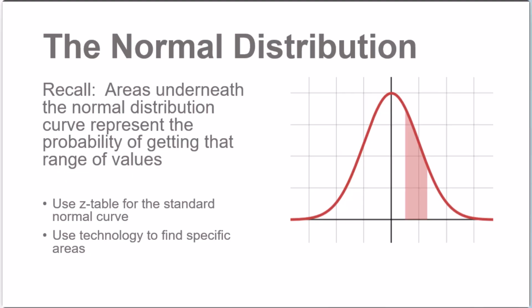But in practice, we're going to find these areas either using a lookup table called a z-score table for the standard normal curve, which is the normal curve where the mean is 0 and the standard deviation is 1. Or we can use various types of technology to find specific areas, including Excel, but also certain graphing calculators, online calculators. There's a lot of different technologies out there that can compute these areas.